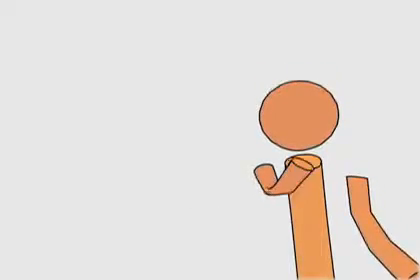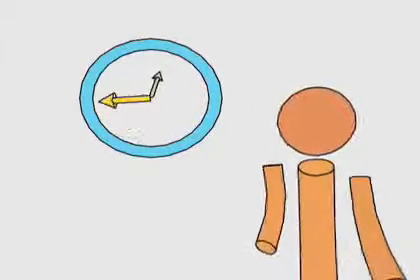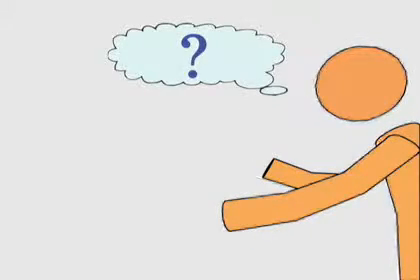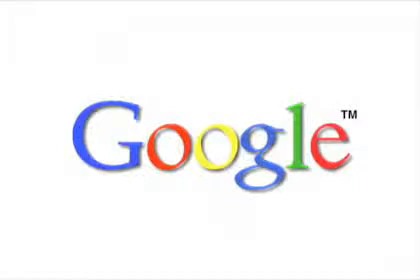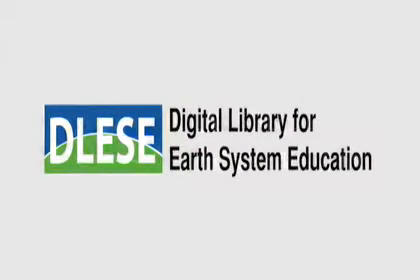Jones wants to allow her students to interact with this experiment without having to spend countless hours setting up and breaking down the physical apparatus involved in the experiment. She decides to use a learning resource that will help her students understand turbidity. She Googles turbidity and gets 396,000 hits, way too many. She looks in the Digital Library for Earth System Education, but doesn't find what she was looking for.